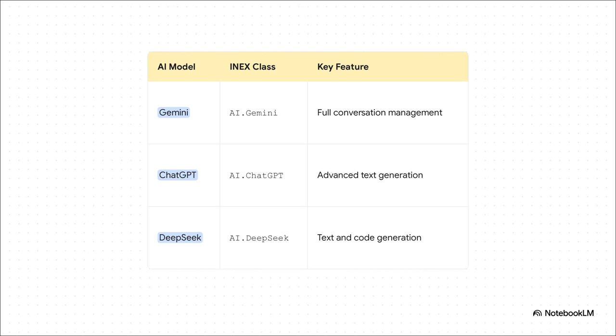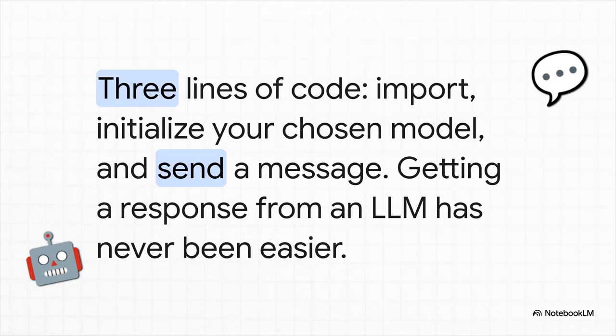The key here is all about choice and consistency. It doesn't matter if you're working with Google's Gemini, OpenAI's ChatGPT, or even DeepSeek for code generation. INEX gives you a simple, unified interface. You just pick the model you want and instantiate its class. It's that easy. And using it is just as simple.